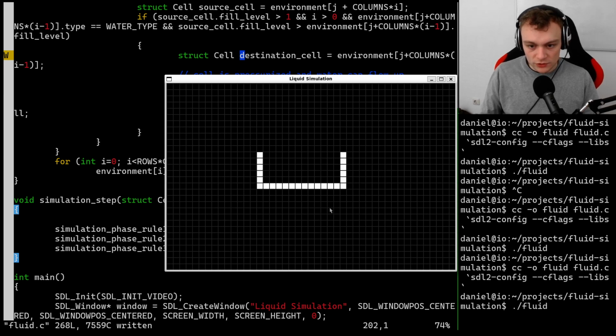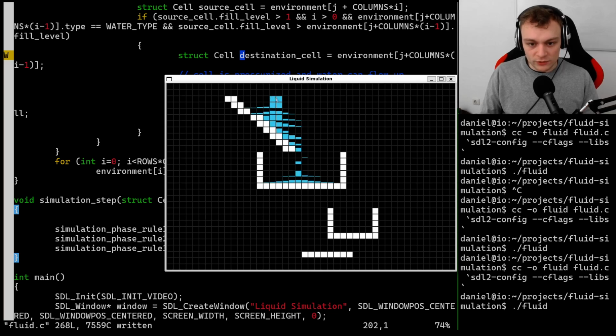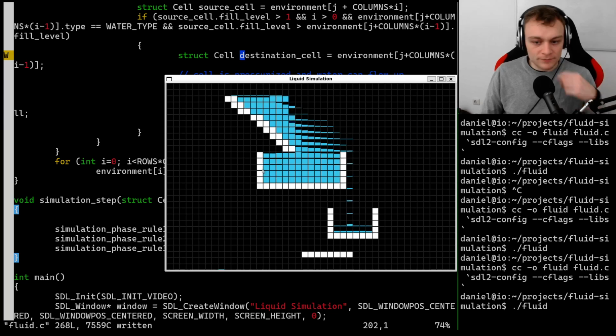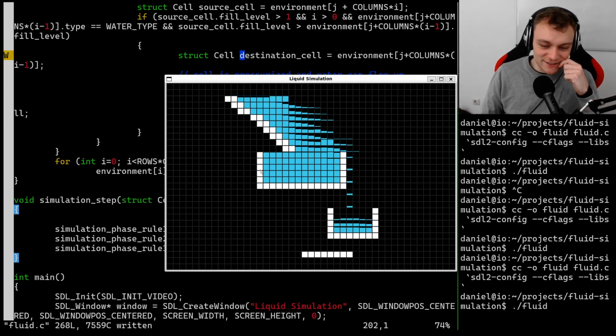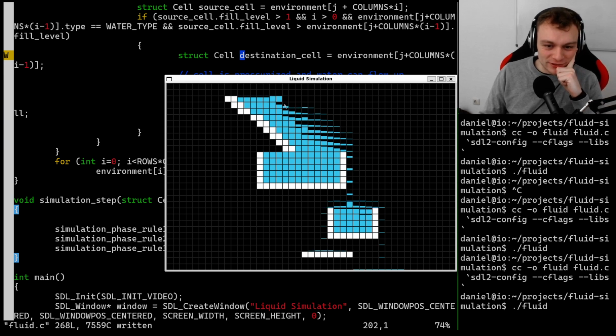So here's our container. Here's our other container. And let's see what happens if we let some liquid flow into there. It's already working nicely. Hyper-realistic fluid simulation. No, I'm happy with it.